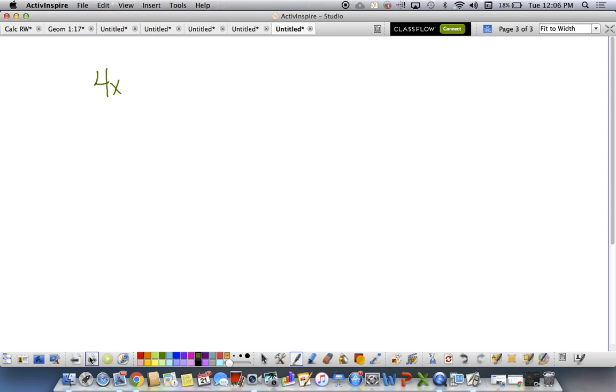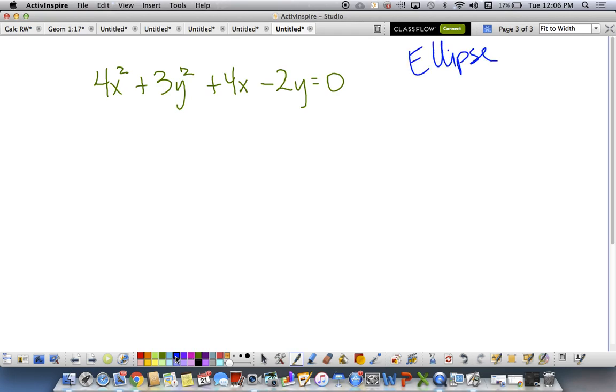You can make mine. 4x squared plus 3y squared plus 4x minus 2y equals 0. I know what this is. Now what is this one? Ellipse. This one is an ellipse. So sometimes they're just going to ask you to identify. Why is it an ellipse?